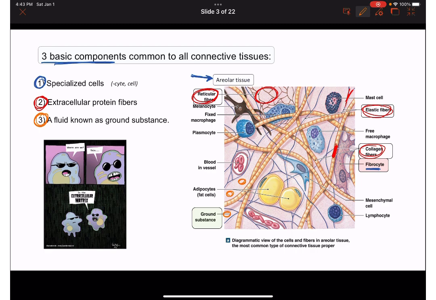If we're talking about the extracellular protein fibers and the ground substance together, collectively we call that the extracellular matrix. And that term makes sense because it's everything outside of the cell. We have the cells like the fibrocytes, and then everything outside of that is the extracellular matrix. And that consists of the protein fibers and the ground substance. And there's some really interesting stuff with extracellular matrix if you want to do some research on this.